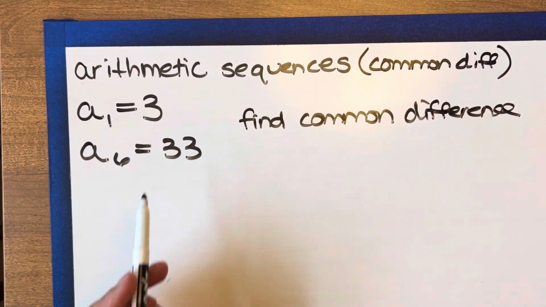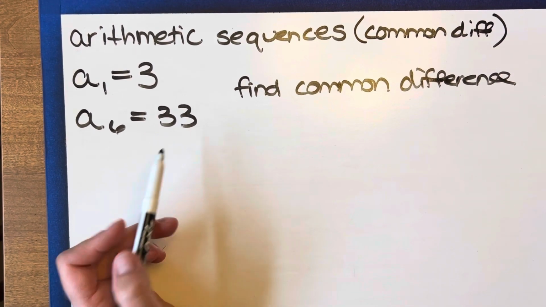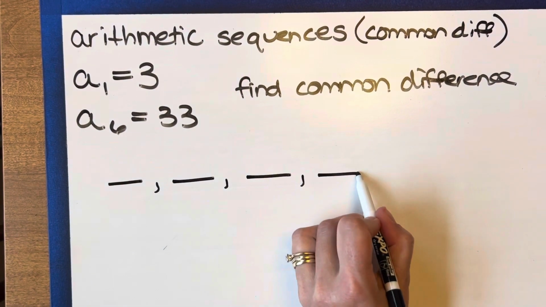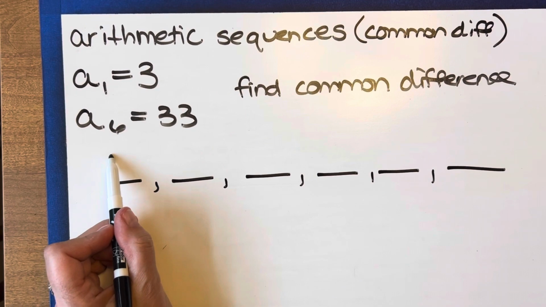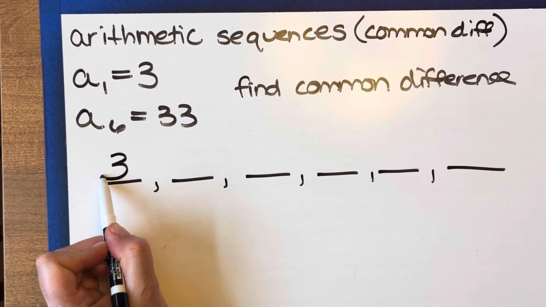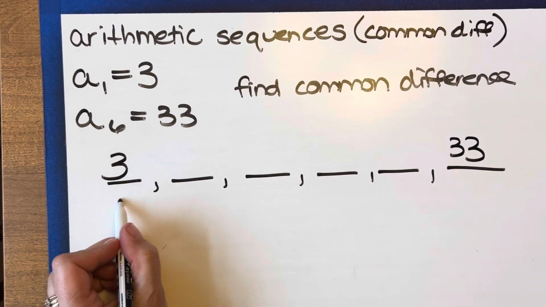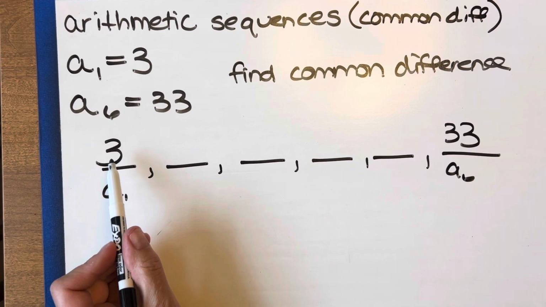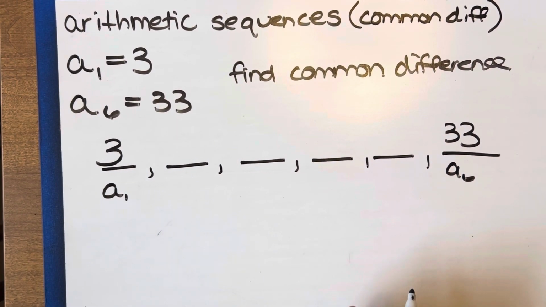And all we know is the first term and the sixth term. So this is how I like to set up a problem like that. I'm going to make 6 blanks, and I'm going to have 3 as my first term and 33 as my sixth term. And I need to figure out what it is that I'm adding every time to get there. So this is what I'm going to do.